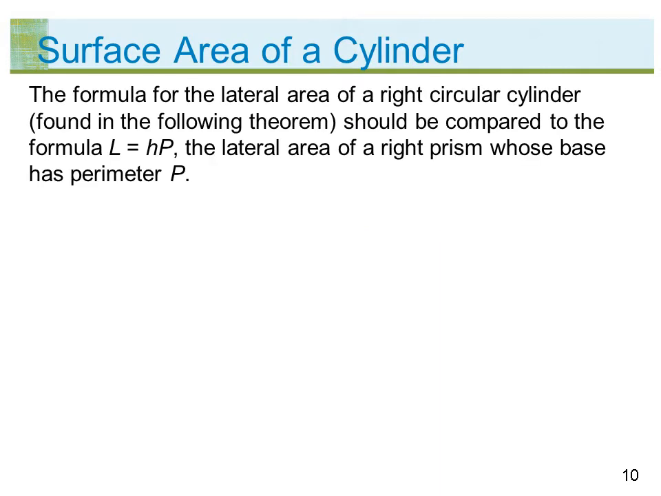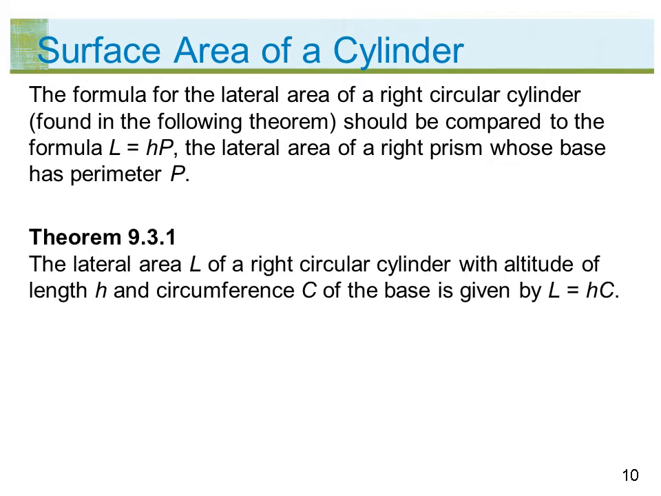The formula for the lateral area of a right circular cylinder, found in the following theorem, should be compared to the formula L equals hP, the lateral area of a right prism whose base has perimeter P. Theorem 9.3.1. The lateral area L of a right circular cylinder with altitude of length h and circumference C of the base is given by L equals hC.